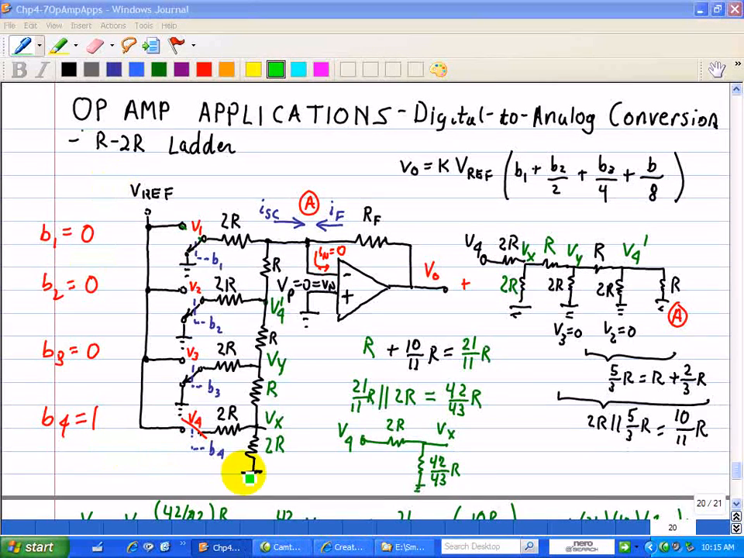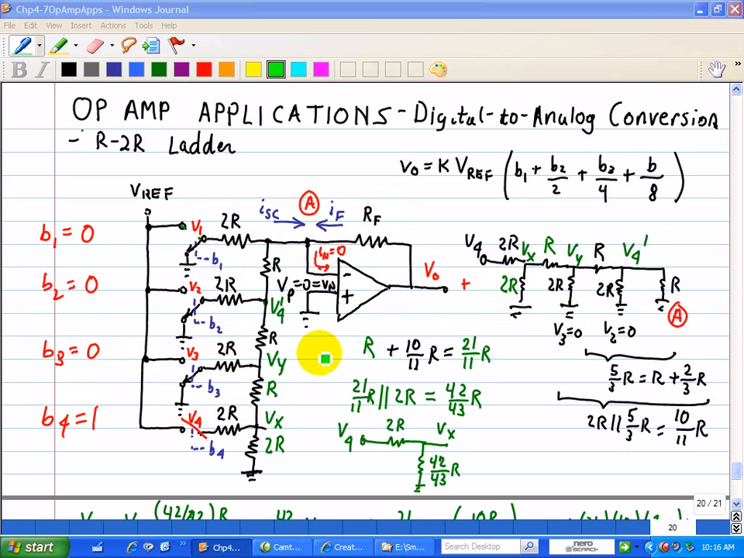Finally, we get down to the contribution due to V4, and we should get the result of V4 divided by 16. So here we set B1, B2, B3 switch connected to ground, and B4 connected to V reference as shown here. So redrawing this circuit as we did before, we have V4 at one end, and then I labeled here Vx, Vy, and V4 prime, and V4 prime is the input to this inverting amplifier or summer.